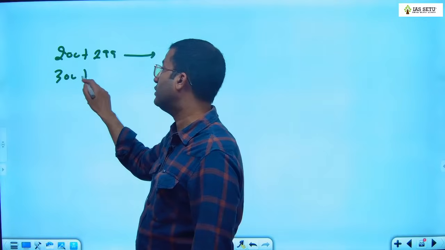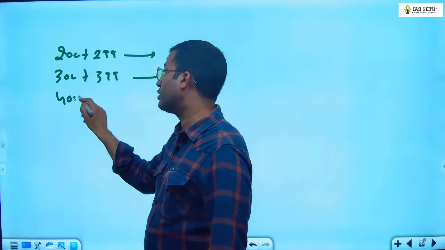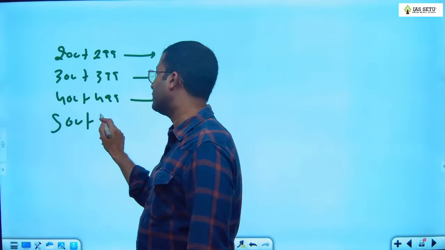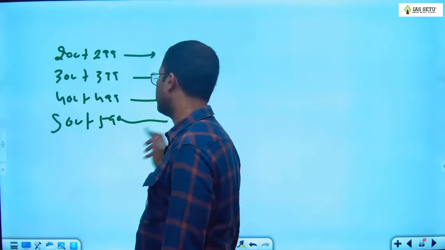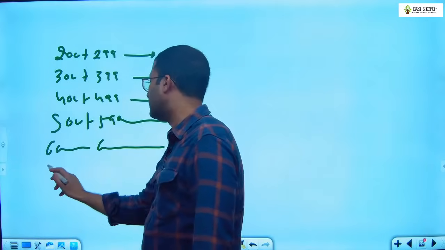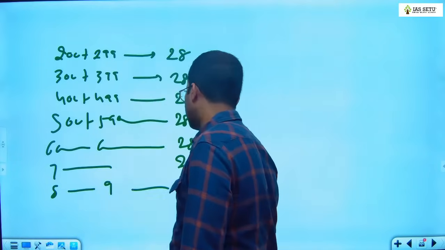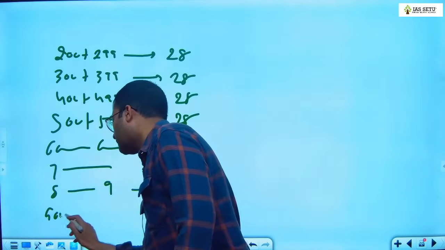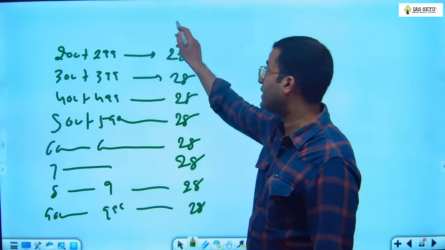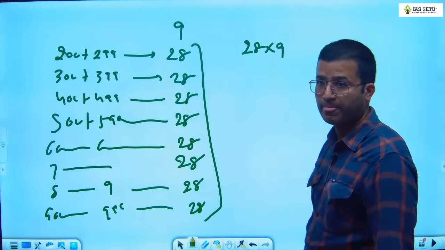From 300 to 399 you will have 28 numbers. Then 400 to 499, you have 28 numbers. From 500 to 599 you will have 28 numbers. Then from 600 to 699, 28 numbers. 700 to 799, 28 numbers. 800 to 899, 28 numbers. 900 to 999, 28 numbers. Before that there were 9 numbers, so what is 28 into 9?